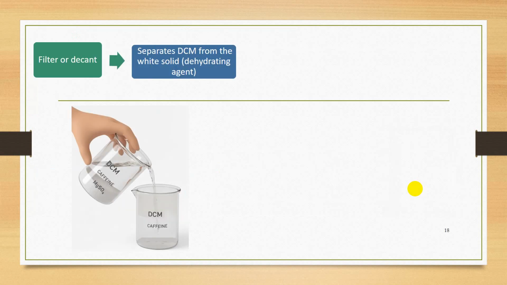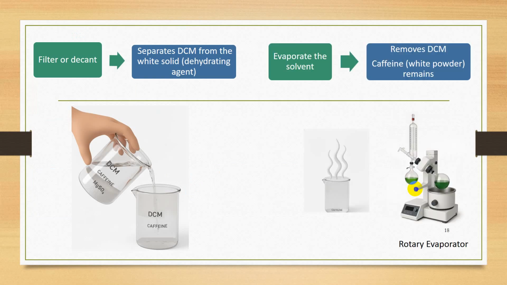Yeah. Step 6 is evaporation. You carefully separate the liquid DCM from the solid drying agent, usually by just pouring it off, which is called decanting, or sometimes by quick filtration. Then you gently remove the solvent. You can let it evaporate in a fume hood, or use gentle heating, or often in labs, a rotary evaporator, which uses vacuum and rotation to speed it up. What's left behind when the DCM is gone? Your crude caffeine crystals. Crude caffeine.